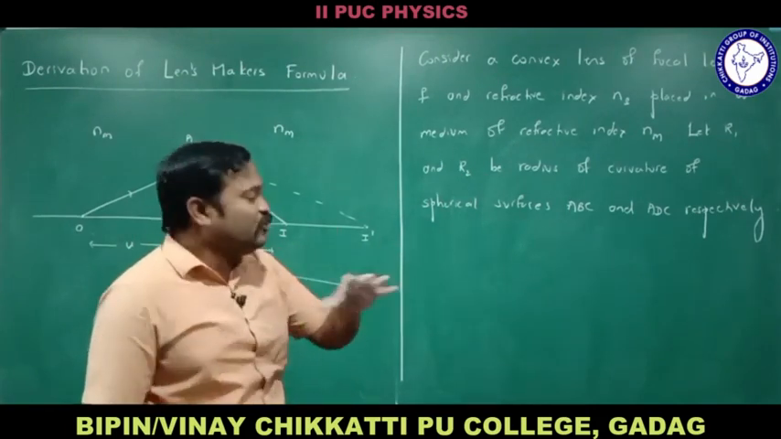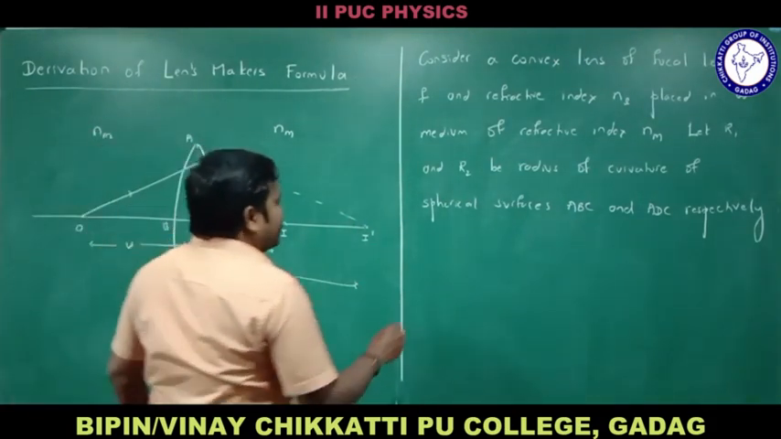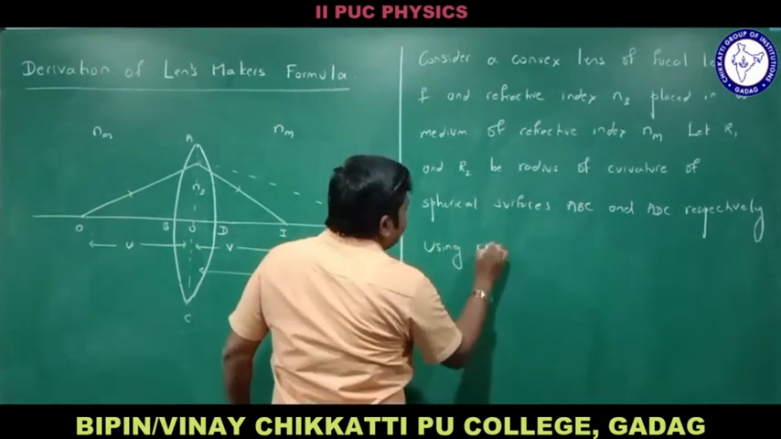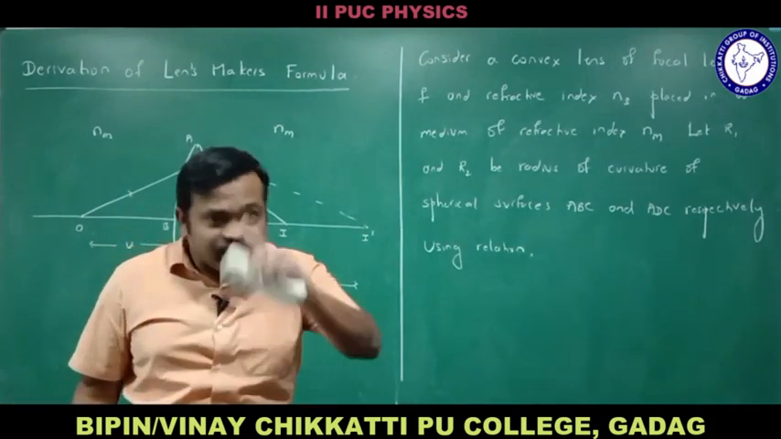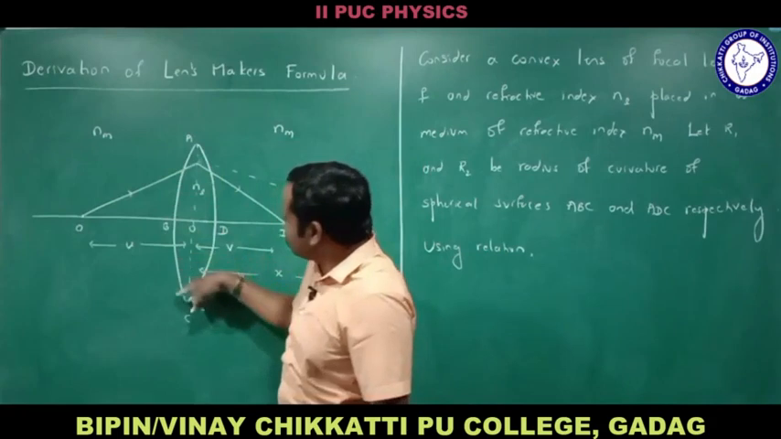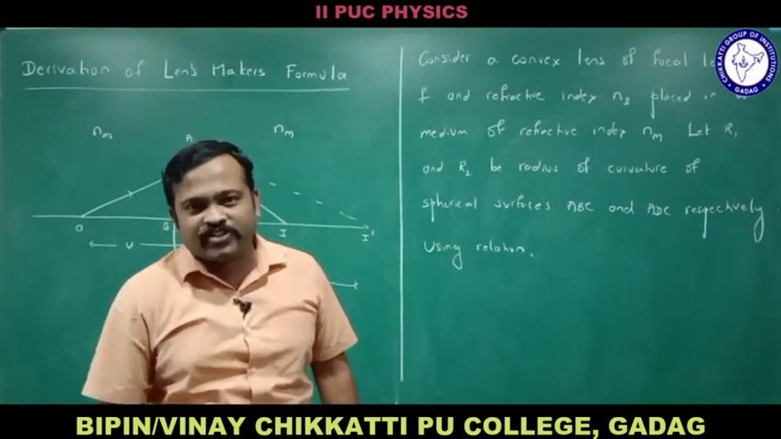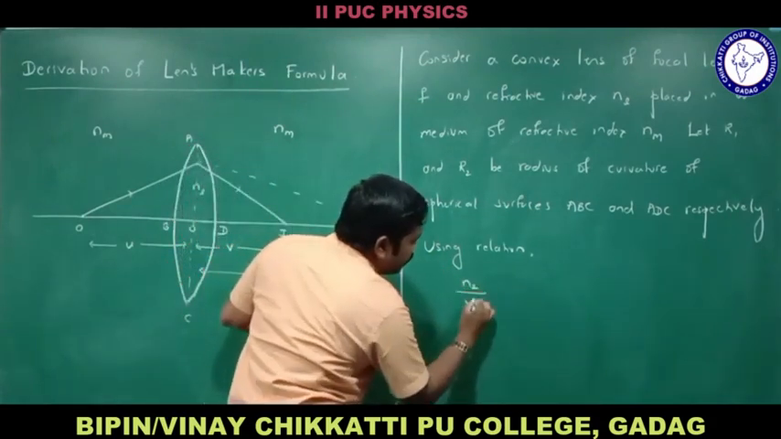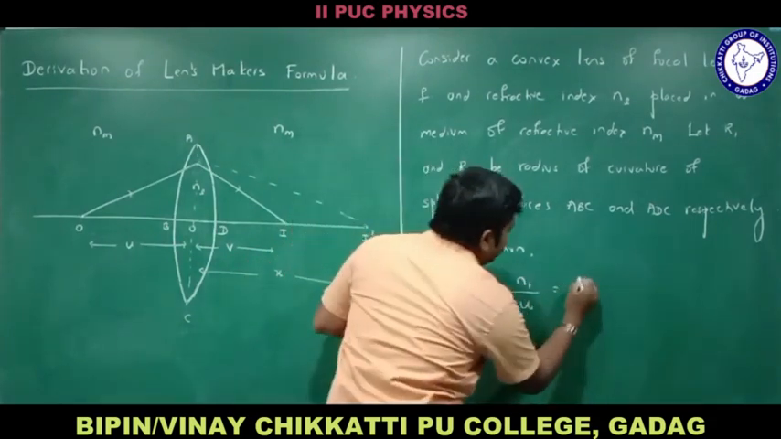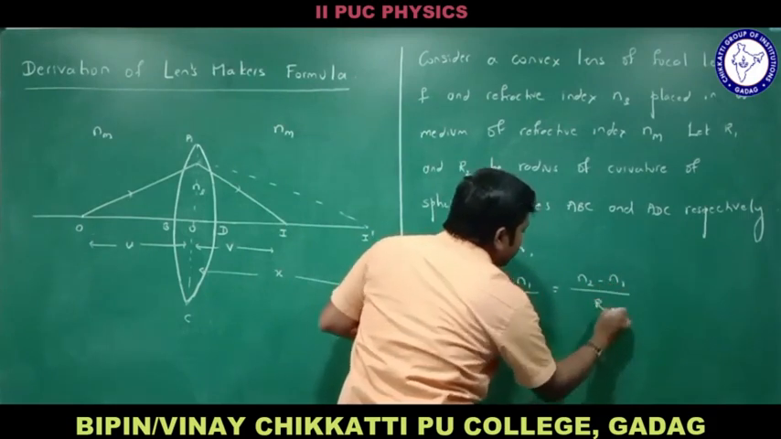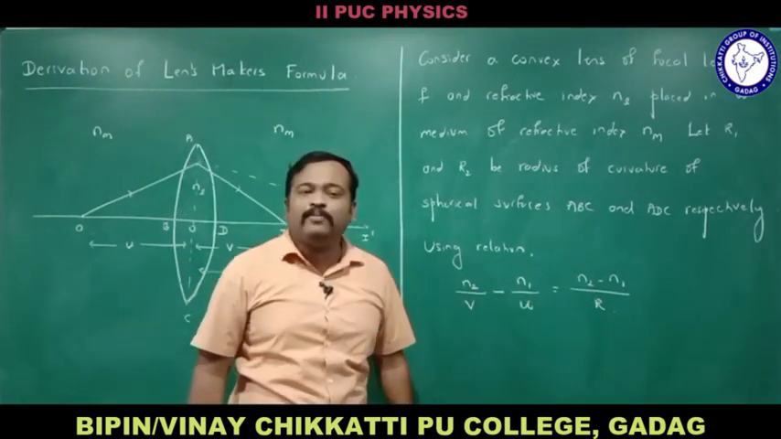Now, let us continue. Let us find what happens when we consider this equation. We know the formula for refraction at a spherical surface. Because it is a spherical surface and refraction takes place, you need to know this formula. What is the formula for refraction at a spherical surface? That is N2 divided by V minus N1 divided by U is equal to N2 minus N1 divided by R.